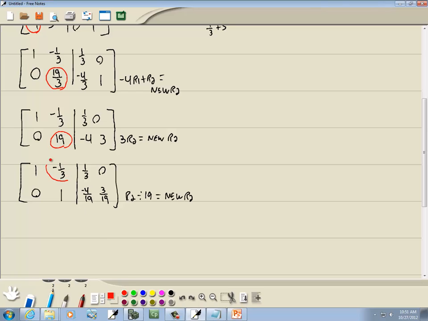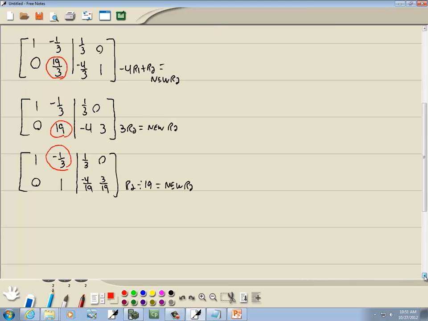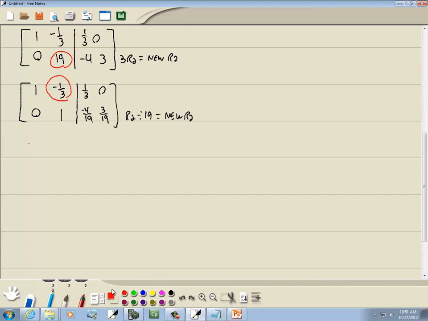Last thing. I need to get a 0 here. Okay. Now I look at the 1 here, ask myself what to multiply times the 1 that I then can add to this negative 1 third to give me a 0 here. Well, that was 1 third. We'll take 1 third times row 2 and add that to row 1 to get us our new row 1. 1 third times 0 is 0, plus 1 is 1. 1 third times 1 is 1 third, plus negative 1 third is 0.